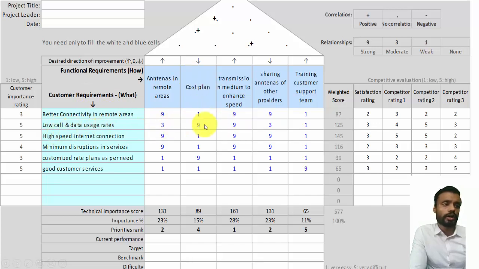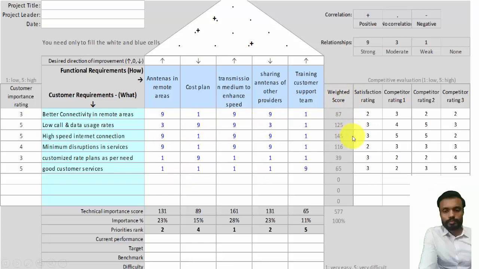Low call and data usage rate and cost plan. High relationship. The lower the cost plan, the lower the call and data usage. We have given 9 points. High speed internet connection and cost plan. It could be weak or moderate, depending upon the discussion and the brainstorming sessions. I have given it 1 over here. Similarly, for the other parameters over here, we have given the points.